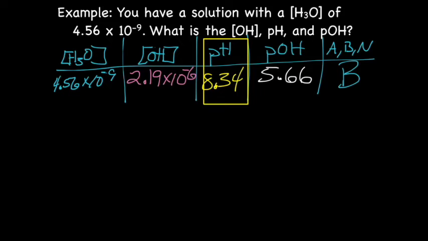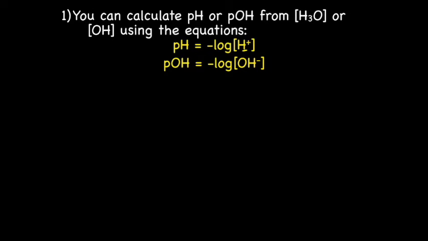For each problem, you'll be given some information, H3O or the OH for today, and you can calculate the rest. All right, quick review on calculating pH and pOH. As you know, you can calculate pH or pOH if you know the concentration of H3O or H+, or the concentration of OH using these equations here, which you're already familiar with.